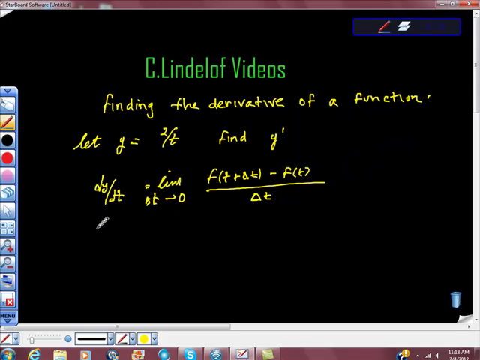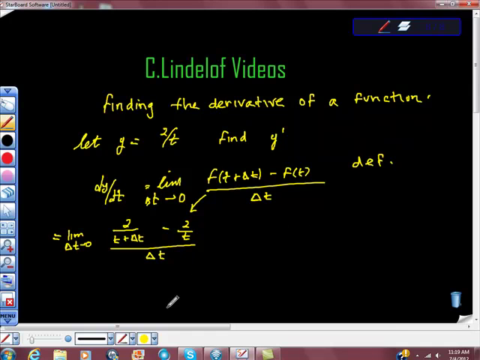So from here, I'm just going to keep working this thing out. I'm going to take the limit as the change in t approaches 0 of 2 over t plus change in t minus 2 over t, all over change in t. All I'm doing is converting this to this, right? Because this is our definition up here, isn't it?